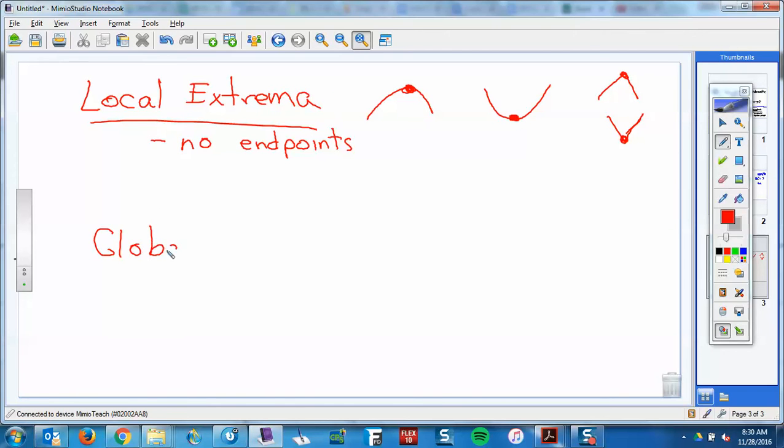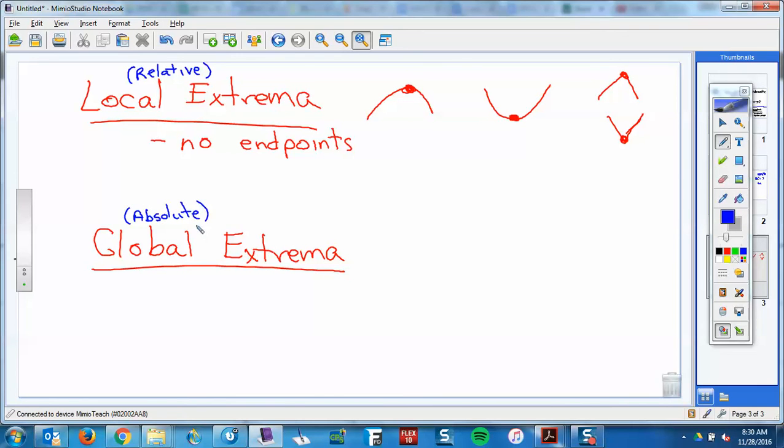And then the other type is global. Another word, let me put that in blue, that's sometimes used is relative. In the older books, they used to talk about relative max and relative min instead of local. Okay? Now the one we haven't talked much about is global extreme. And the other term that is sometimes used is absolute max and min. But more and more now the books talk about global max and min.